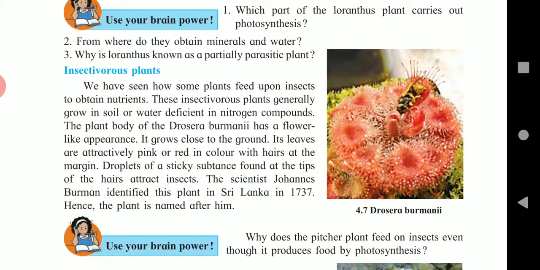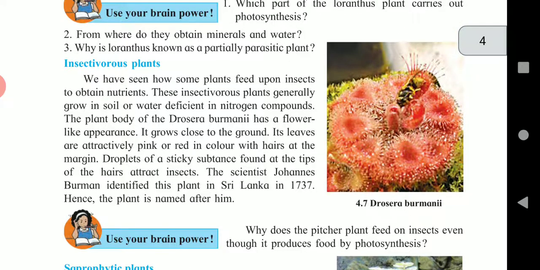The plant body of Drosera burmani has a flower-like appearance. It grows close to the ground. Its leaves are attractively pink or red in color with hairs at the margin. Droplets of sticky substance found at the top of the hairs hold the insect firmly, and the insect gets digested. Do you know the scientist Johannes Burman identified this plant in Sri Lanka in 1737? Hence, the plant is named Drosera burmani after him.